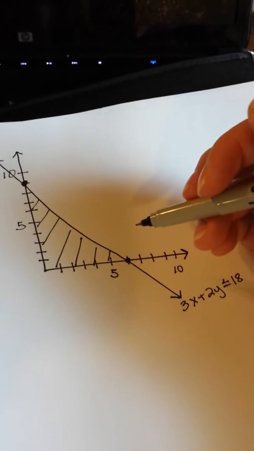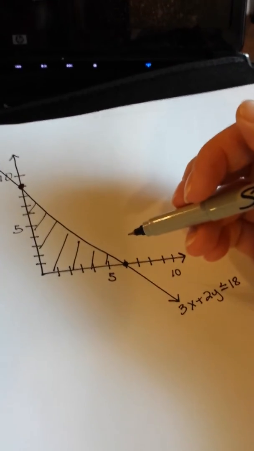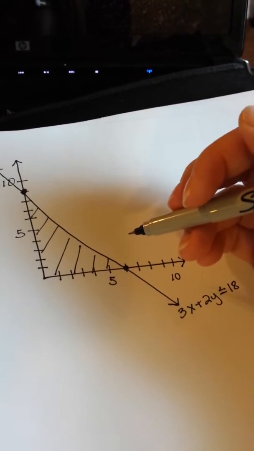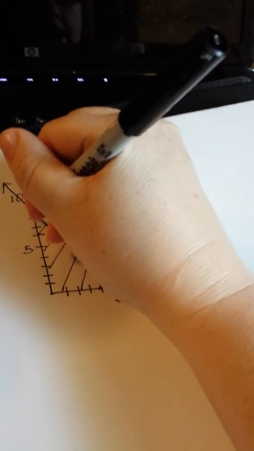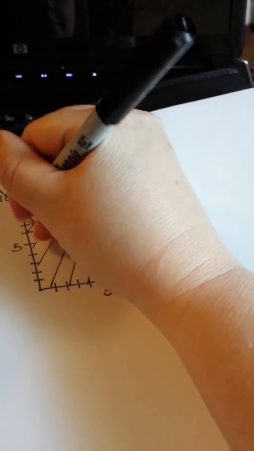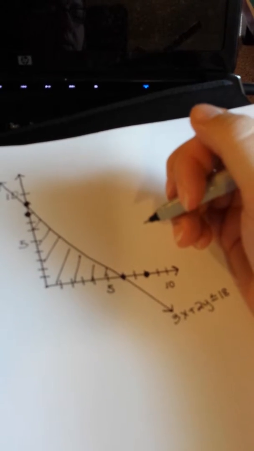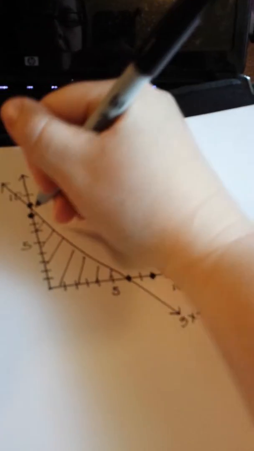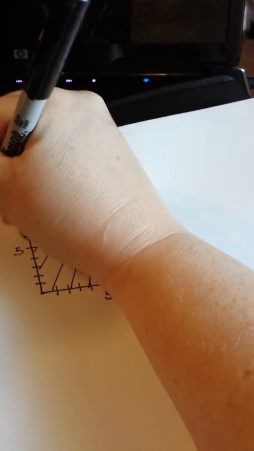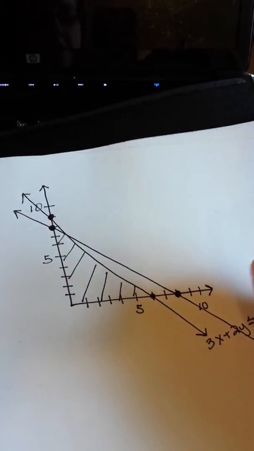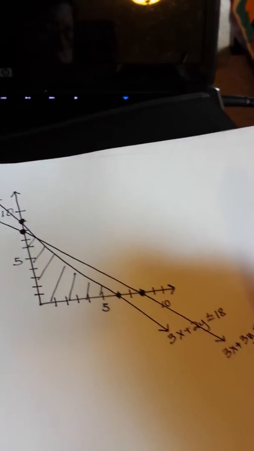My second inequality that I made from the problem was 3x plus 3y is less than or equal to 24, and it had a y-intercept at (0, 8), and an x-intercept at (8, 0). So I'm going to mark those 2 points on my graph. Connect those two points. So the second one is 3x plus 3y is less than or equal to 24.